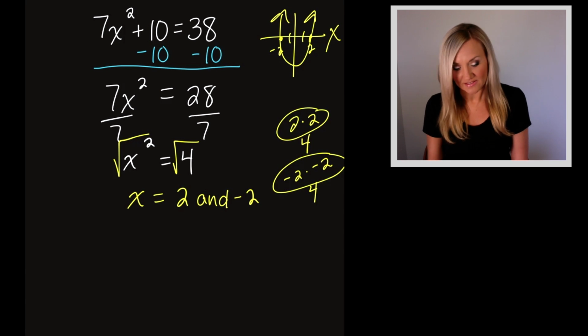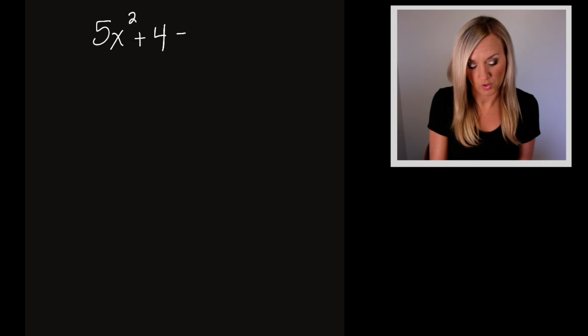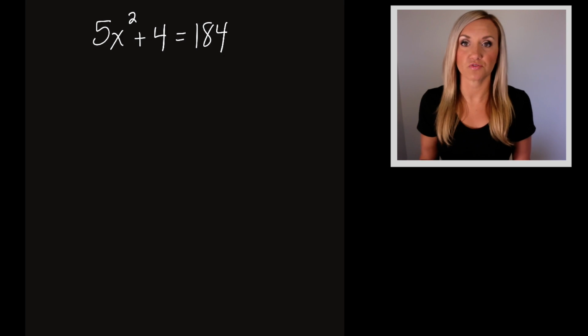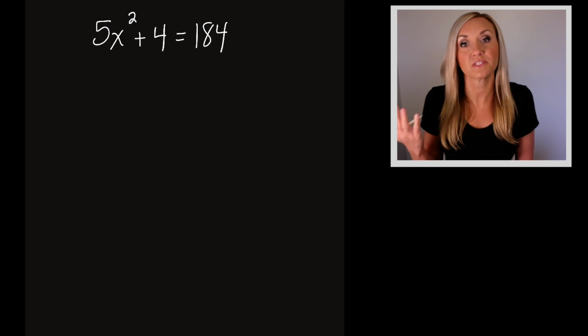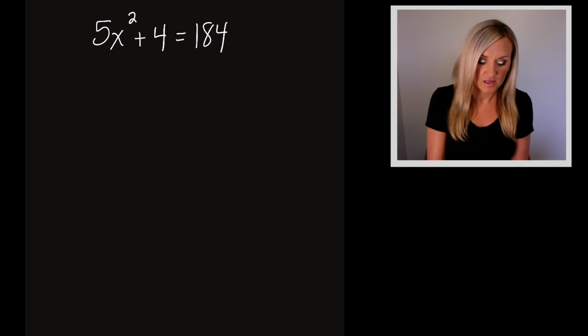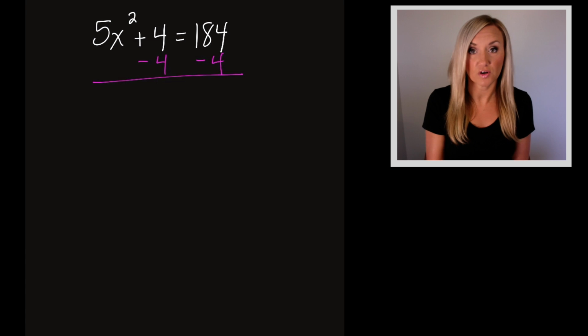All right, let's take a look at example number 2. Go ahead and write this down with me: 5x squared plus 4 equals 184. Observations: only one of the terms has an x, so that's where we want to focus our goal and get that x squared by itself. Let's subtract 4 to the other side of our equation. So we have 5x squared equals 180.